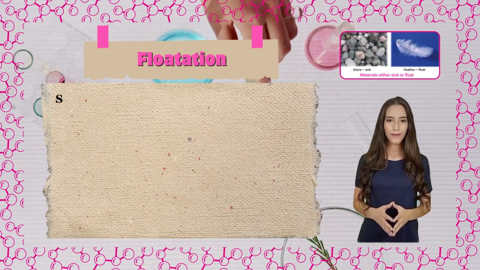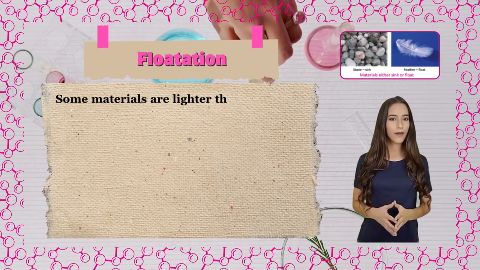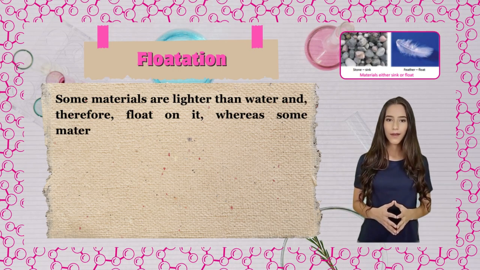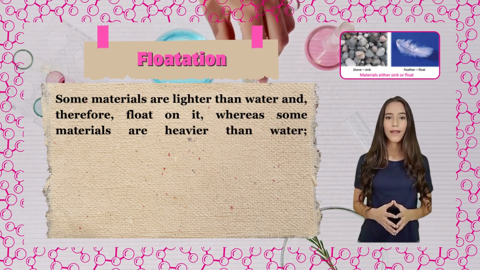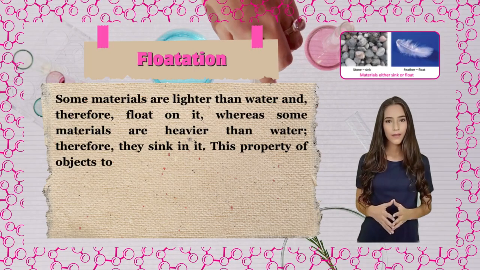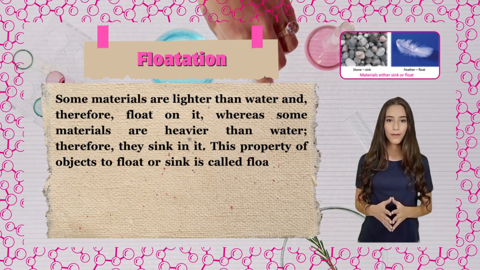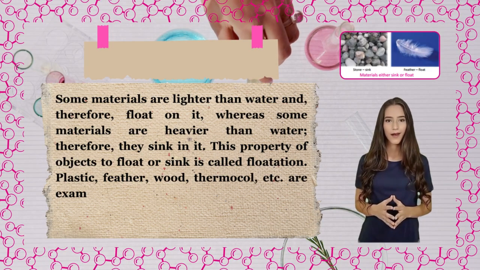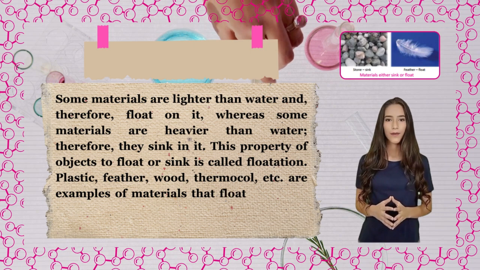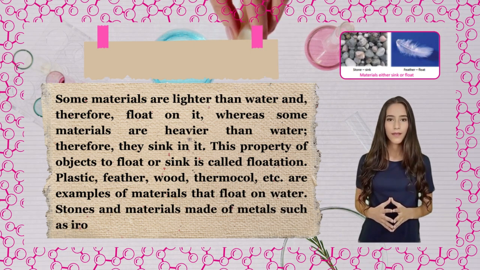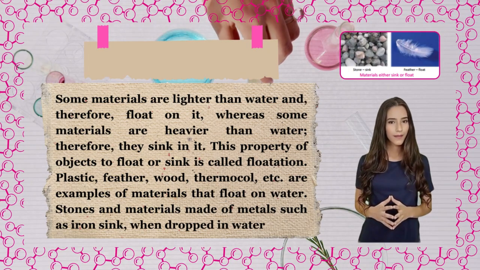Flotation. Some materials are lighter than water and, therefore, float on it, whereas some materials are heavier than water, and therefore, they sink in it. This property of objects to float or sink is called flotation. Plastic, feather, wood, thermocol, etc. are examples of materials that float on water. Stones and materials made of metals such as iron sink when dropped in water.